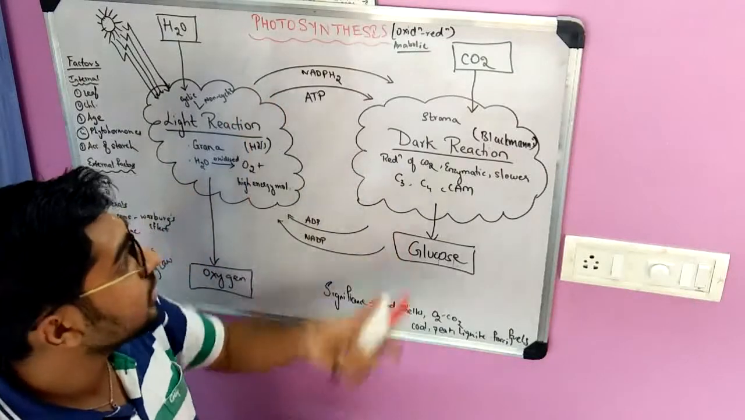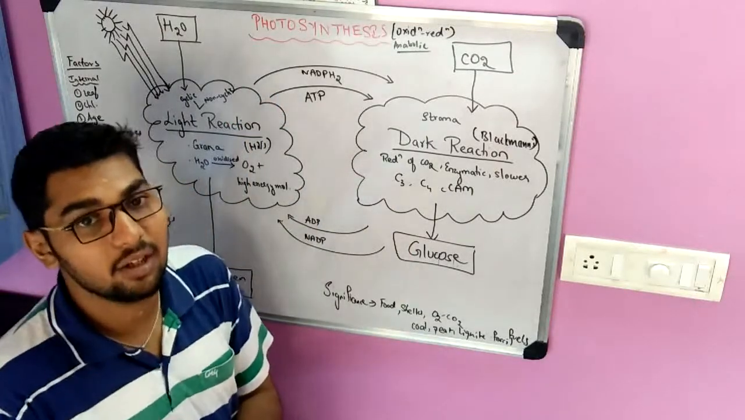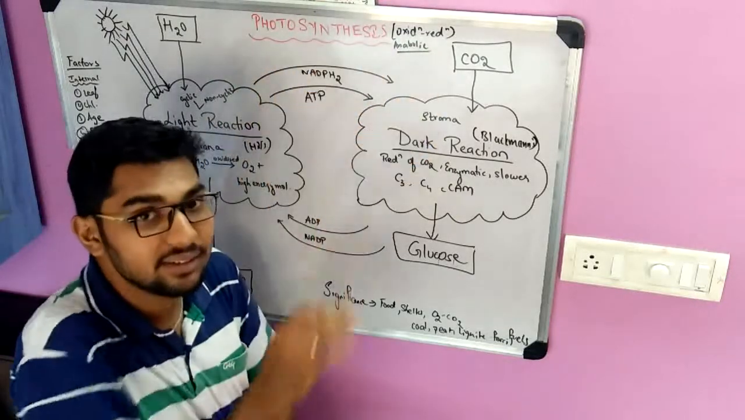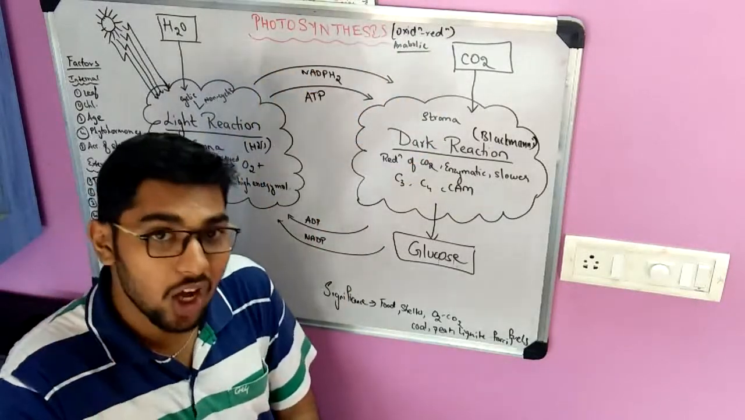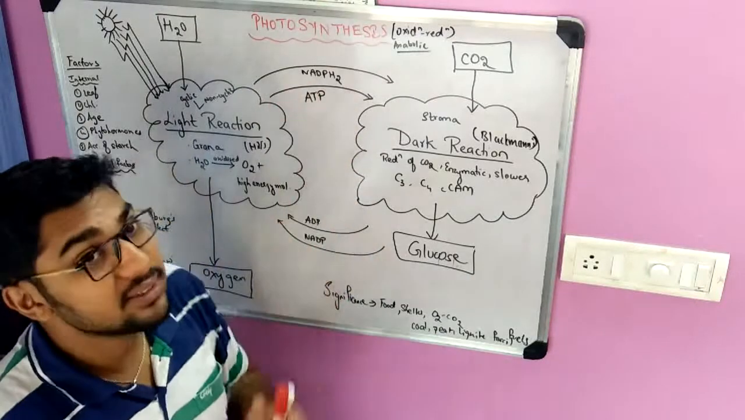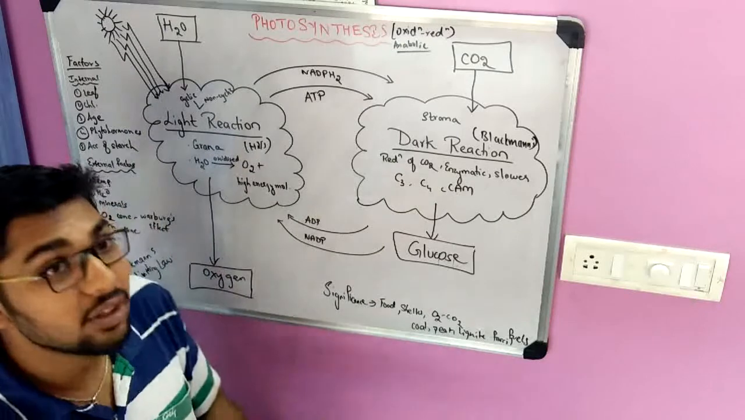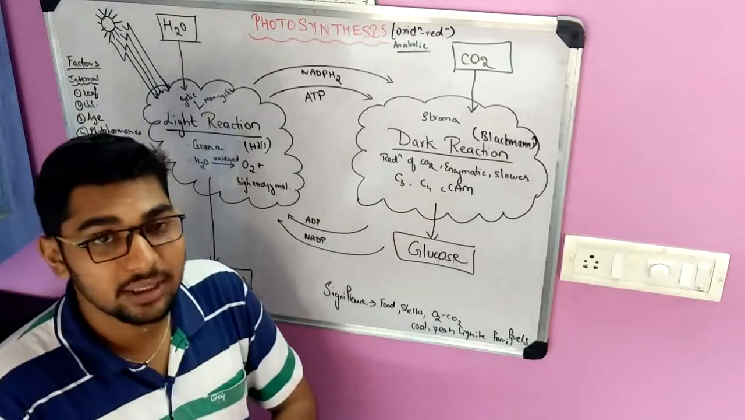If you come to photosynthesis, the word itself has a meaning. If you break the word into two words, photo and synthesis. Photo or photon means light. Synthesis means the production of food. Biosynthesis in the presence of light is called photosynthesis.